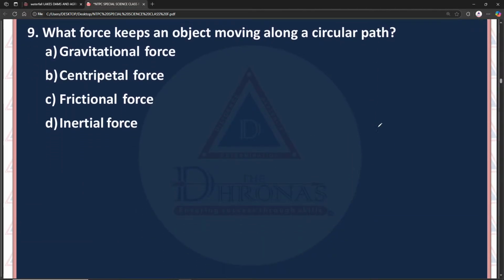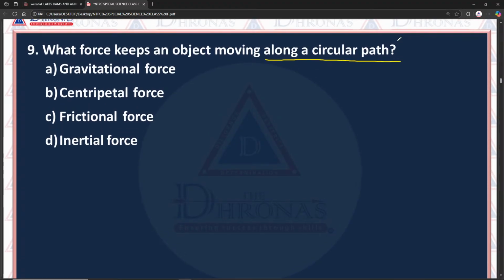What force keeps an object moving along a circular path? Options are gravitational force, centripetal force, frictional force, and inertial force. B, correct. Centripetal force. The force in a circular path, दो तरीके का force होता है.